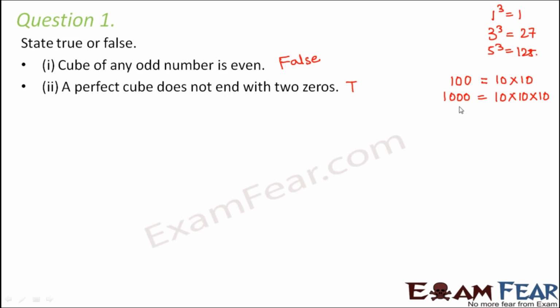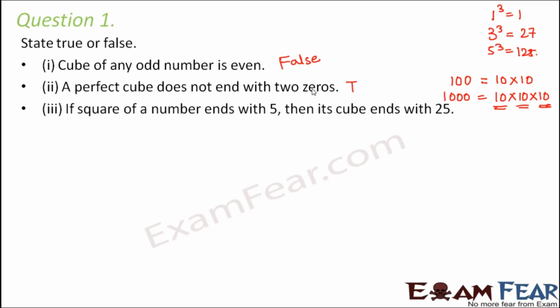So the number of zeros must be in multiples of 3, because you need the same number of zeros to be divided into three numbers, because all the three numbers need to be the same. So this is true. Number 3, if a square of a number ends with 5, then its cube ends with 25.